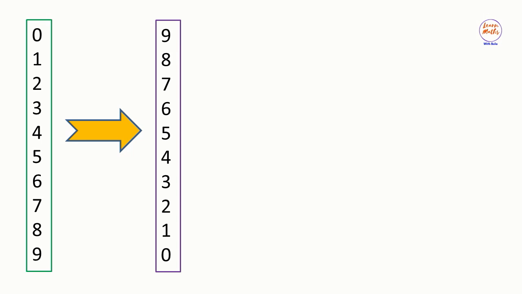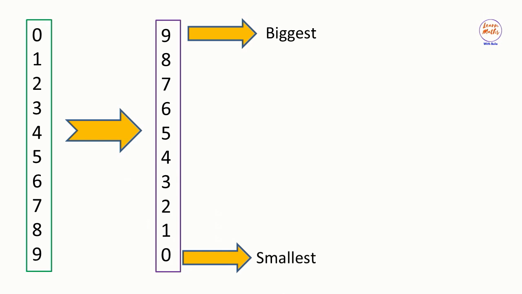Look at these numbers: 0, 1, 2, 3, 4, 5, 6, 7, 8, 9. If we are asked to arrange 0 to 9 in descending order, what we simply do is start from the biggest, which is 9, all the way down to the smallest number in that series, which is 0. So this is a simple illustration of what it means to arrange numbers in descending order.